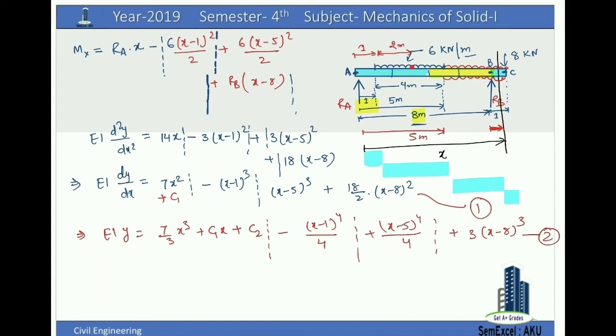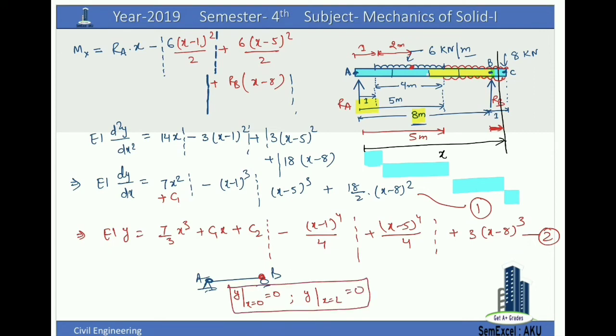Now how to find this c1 and c2? This c1 and c2 can be found out using the boundary condition. For a simply supported beam, we know that the deflection at point A and the deflection at point B is equal to 0. So here the boundary condition is deflection, meaning y at x is equal to 0 and deflection at x is equal to L is equal to 0. These two are boundary conditions for the simply supported beam.